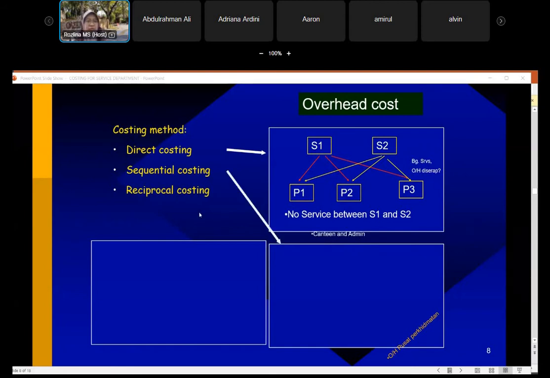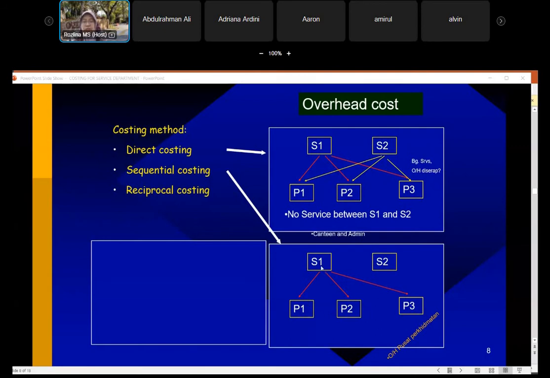Okay. Then we have the sequential costing. What is the sequential costing? Let's say we have service department 1, service department 2, and then we have production 1, production 2, production 3. As usual, service department 1 will give the service to P1, P2, P3.